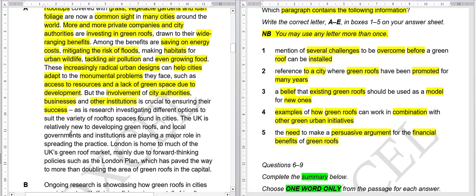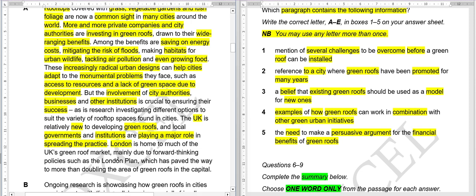The UK is relatively new to developing green roofs, and local governments and institutions are playing a major role in spreading the practice. So now we're talking about the UK. It's relatively a new player in this particular field, and local governments and institutions are playing a major role in spreading the practice. London is home to much of the UK's green roof market, mainly due to forward-thinking policies such as the London Plan, which has paved the way to more than doubling the area of green roofs in the capital.